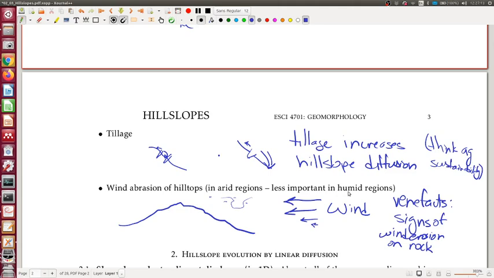So with that, I think we've thought through a number of these different processes, and one key thing about all these processes is that they tend to remove material in the case of either the dissolution of limestone or abrasion of hilltops, or largely they're moving material downhill. And so in the next step, we're going to talk about how hill slopes evolve via linear diffusion and how we can use a linear diffusive model to predict hill slope changes over time.